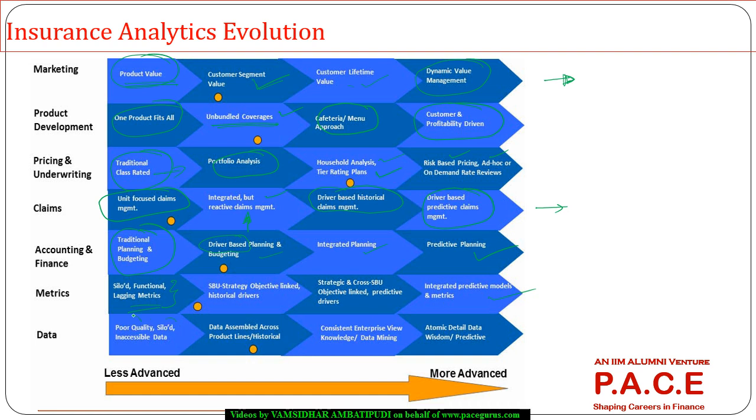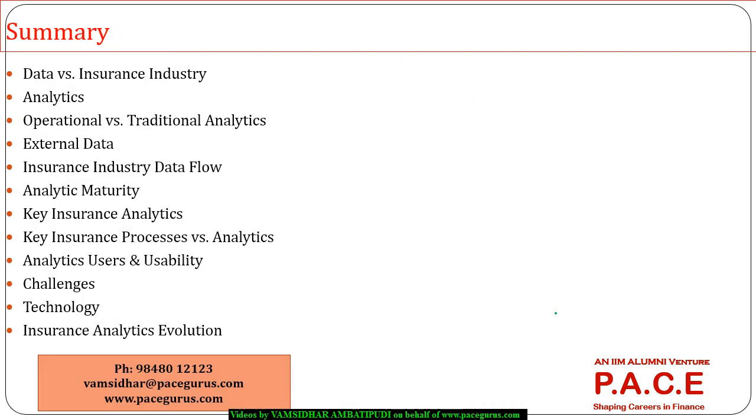Similarly, data-wise, earlier it used to be more and more poor-quality, siloed data. Now there is data assembled across the product lines, and some kind of data availability is there. But as we move further, we could see that atomic, detailed data and predictive-related data, the kind that can help in building all these models, is going to evolve as a part of insurance analytics. So this is the target where insurance analytics can move and evolve across all these various segments within the insurance industry.